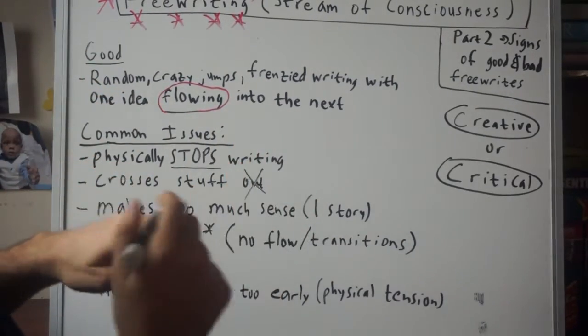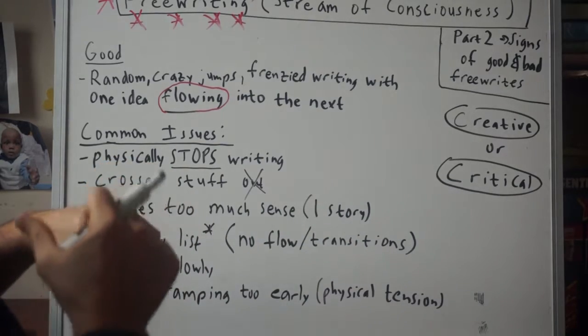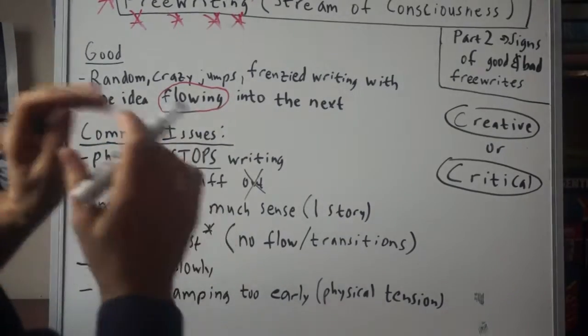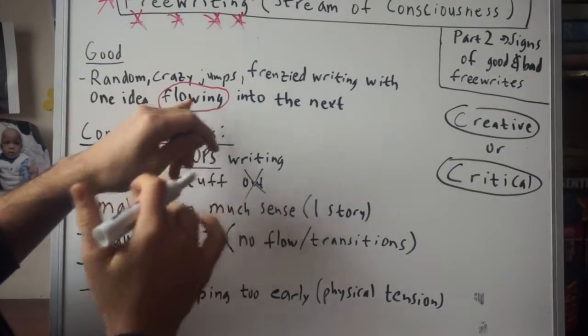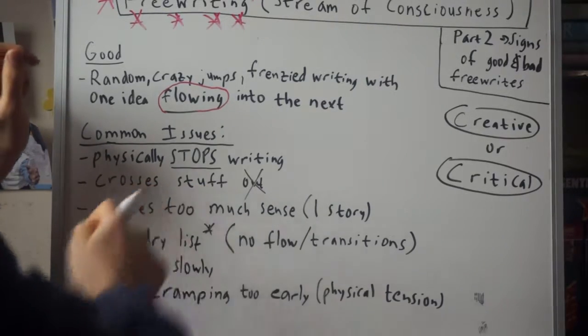So don't worry if it comes out a little sloppier than your normal writing. If you didn't put a period, it's a run-on sentence. Anything is fair game. Do not stop writing. Just flow with your ideas. So that's another thing to watch out for if you're crossing stuff out.